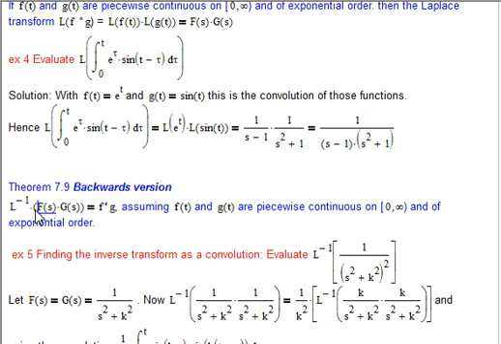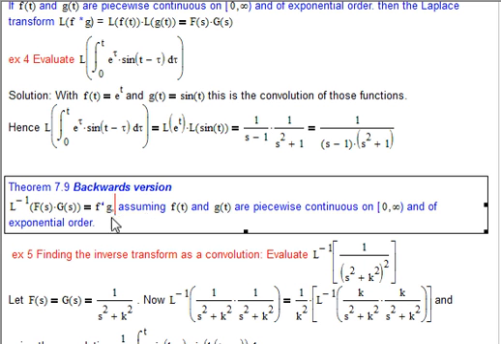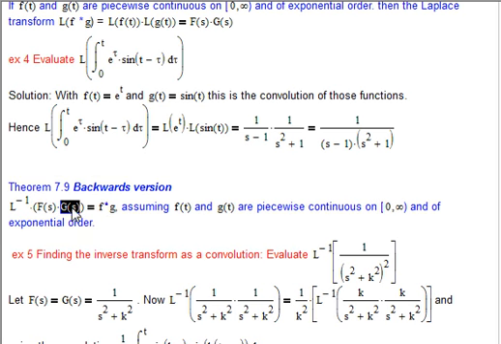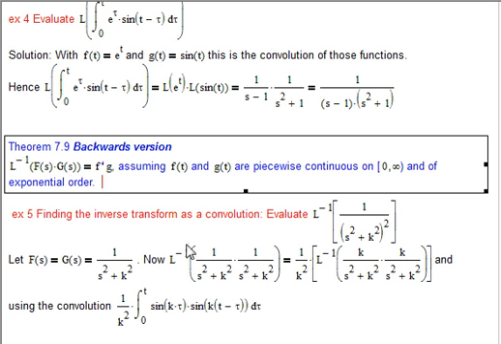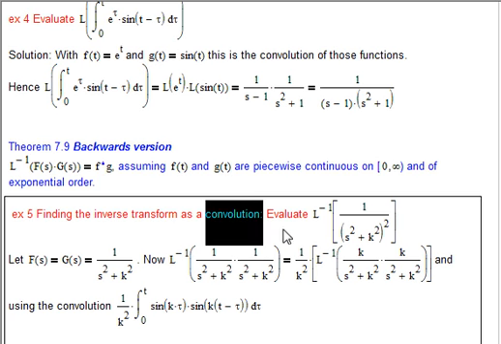The inverse transform of F of s times G of s is the convolution of f and g, where f is the inverse transform of F of s and g is the inverse transform of G of s. That's assuming that they're piecewise continuous on 0 to infinity and of exponential order, otherwise they might not have Laplace transforms. So, as an example, find the inverse transform as a convolution, and here's what we're going to do.